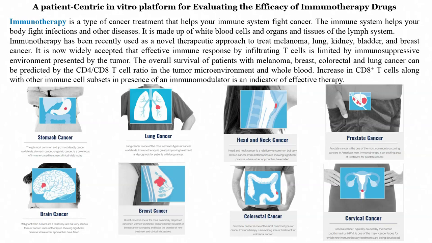So, what exactly is immunotherapy? Immunotherapy is a type of cancer treatment that helps your immune system fight cancer. Right. So, the first thing that we need to understand is that it is a therapy that helps our immune system to fight cancer. The immune system helps your body fight infections and other diseases, and as we know, the immune system is made up of what? White blood cells and organs and tissues of the lymph system. Immunotherapy has been recently used as a novel therapy approach to treat melanoma, lung, kidney, bladder and breast cancer.